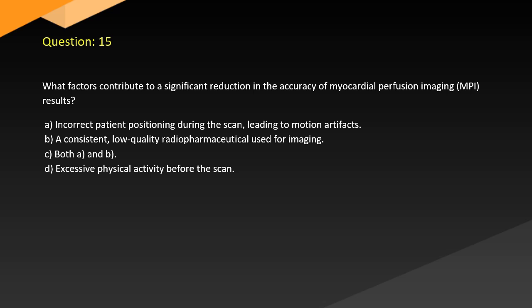Question 15. What factors contribute to a significant reduction in the accuracy of myocardial perfusion imaging (MPI) results? A. Incorrect patient positioning during the scan leading to motion artifacts. B. A consistent low-quality radiopharmaceutical used for imaging. C. Both A and B. D. Excessive physical activity before the scan.